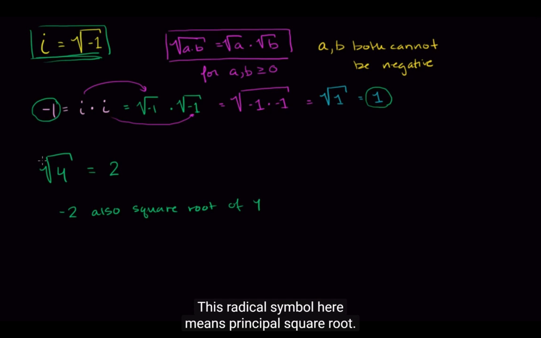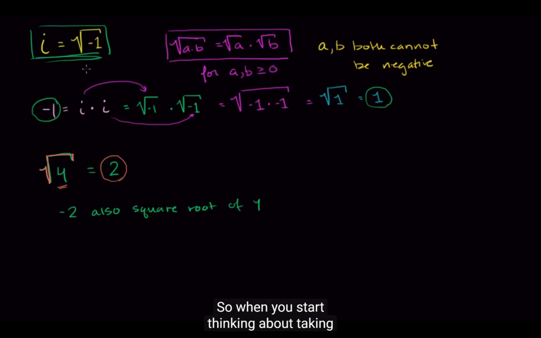This radical symbol here means principal square root. Or when we're just dealing with real numbers, non-imaginary, non-complex numbers, you can really view it as the positive square root. 4 has two square roots, positive and -2. If you have this radical symbol right here, principal square roots, it means the positive square root. So when you start thinking about taking square roots of negative numbers, or even in the future imaginary numbers and complex numbers and all the rest, you have to expand the definition of what this radical means.